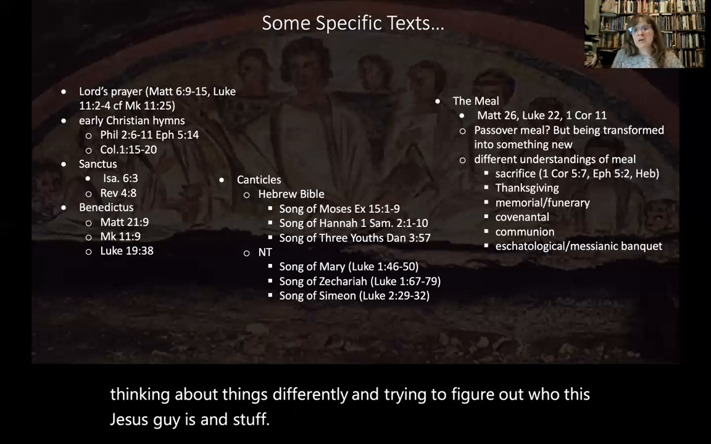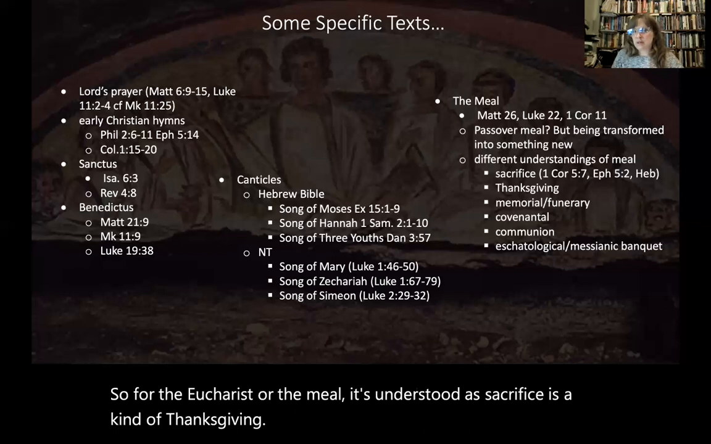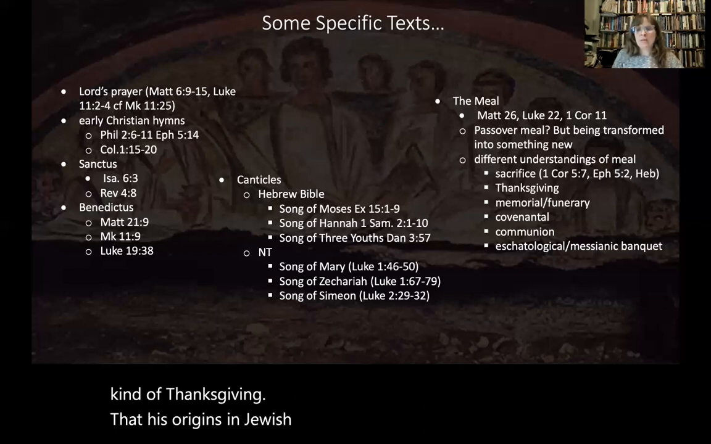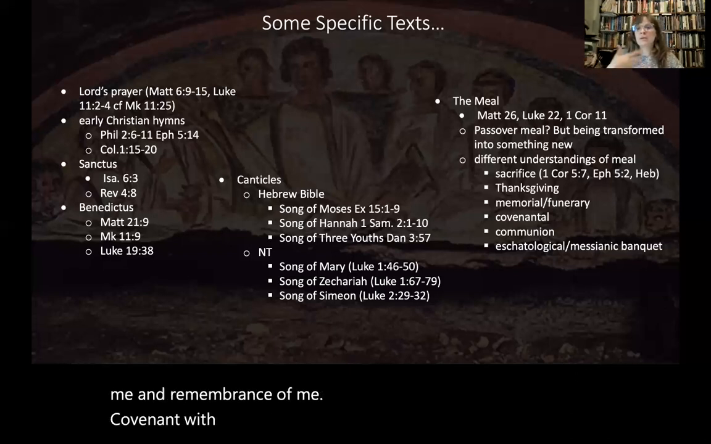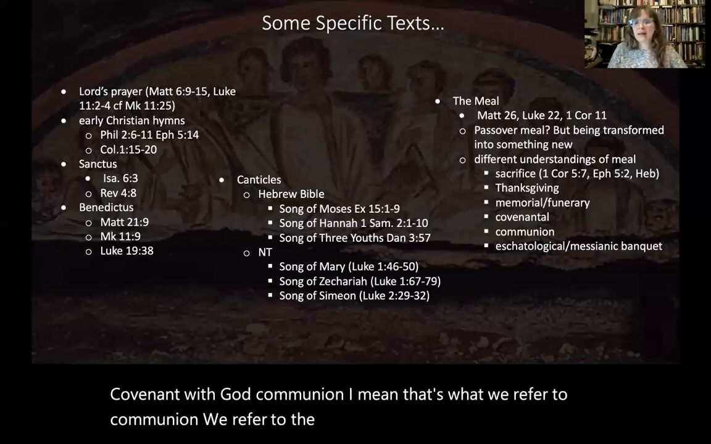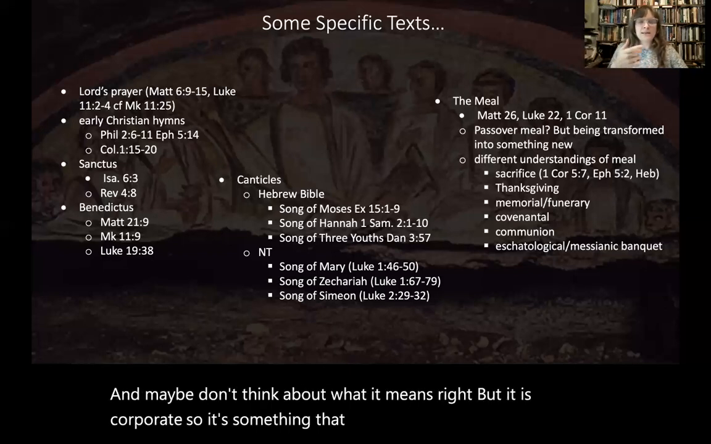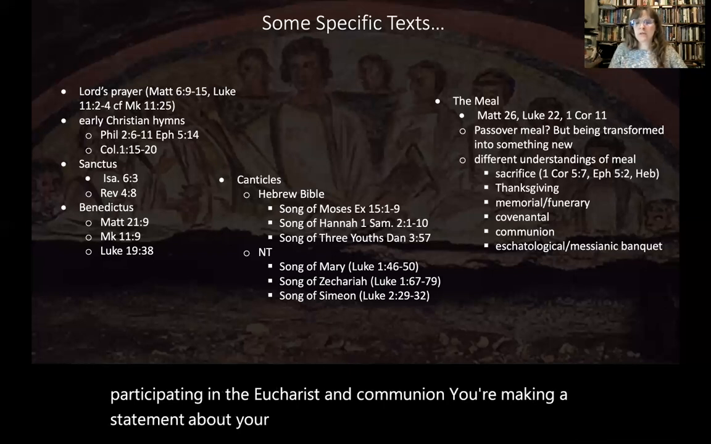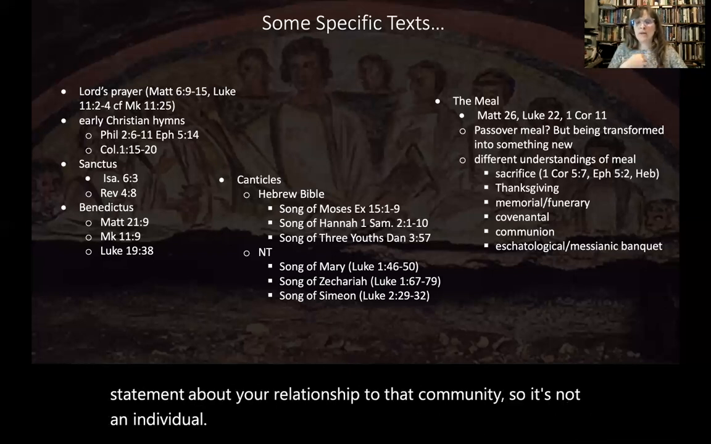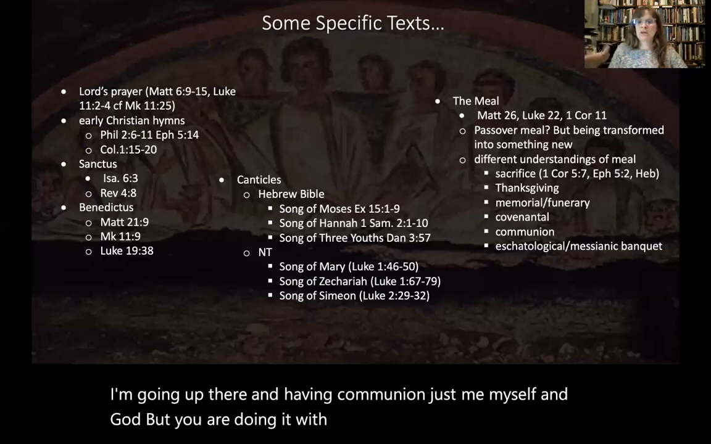So the Eucharist, or the meal, is understood as sacrifice, as a kind of thanksgiving that has origins in Jewish worship. Memorial aspects: Jesus said at the Last Supper, "Do this in memory of me, in remembrance of me." A covenant with God, communion. That's what we refer to it as. We refer to the Eucharist as communion, and maybe don't think about what it means. But it is corporate. By participating in the Eucharist and communion, you're making a statement about your relationship to that community. So it's not an individual, I'm going up there and having communion, just me, myself, and God. You are doing it with a community. So it's also a declaration on a horizontal level.